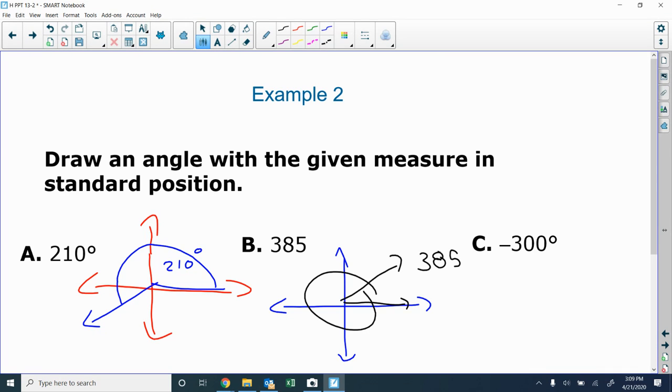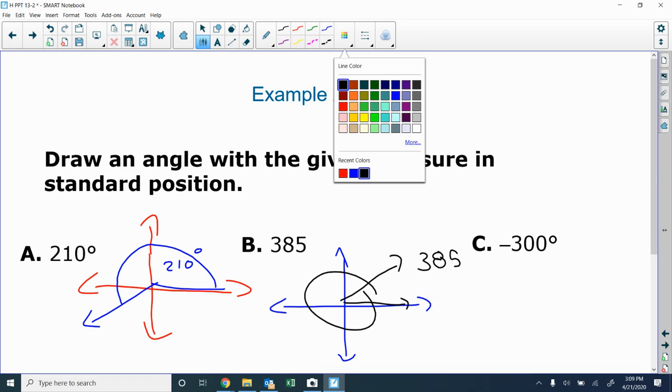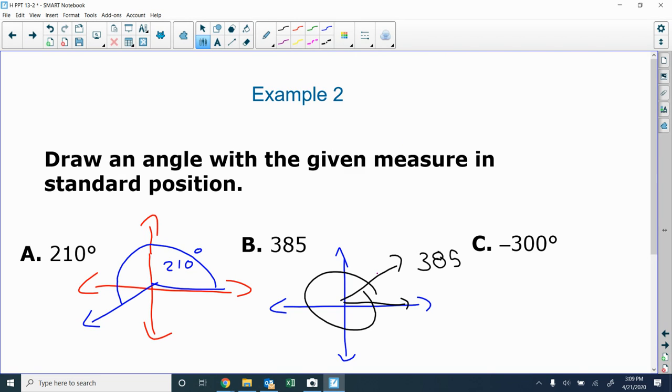So the reference angle there would be the quickest way back to the x-axis. So what's the quickest way back to the x-axis here? The quickest way back to the x-axis is right here. And what is that angle there? Well, it is a 25-degree angle. That would be your reference angle.